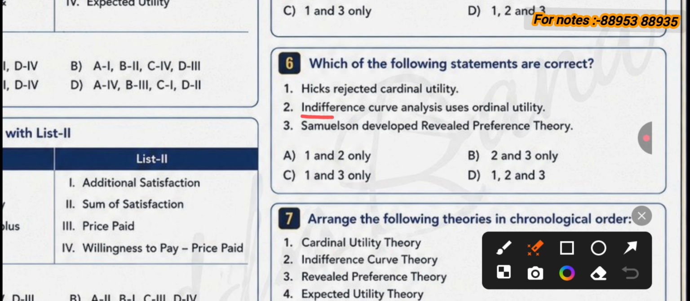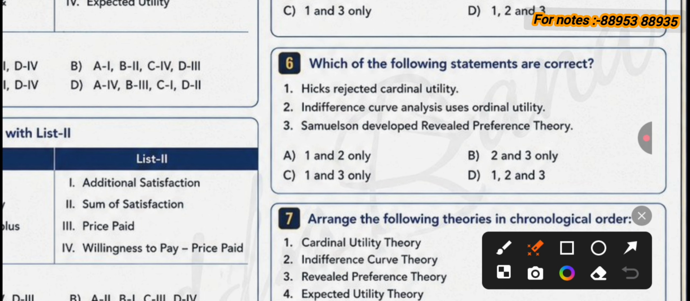Option 2, indifference curve analysis uses ordinal utility. And option 3, Samuelson developed revealed preference theory. And you have to choose the correct answer. Option A, 1 and 2 only. Option B, 2 and 3 only. Option C, 1 and 3 only. Option D, 1, 2, 3. Then what is the correct answer? And the correct answer is D, 1, 2, 3.